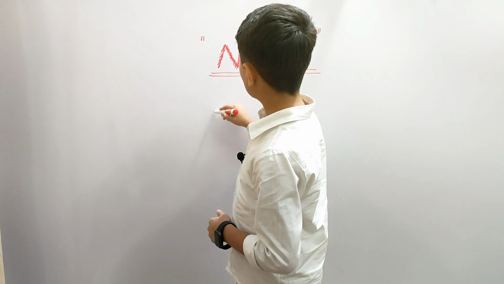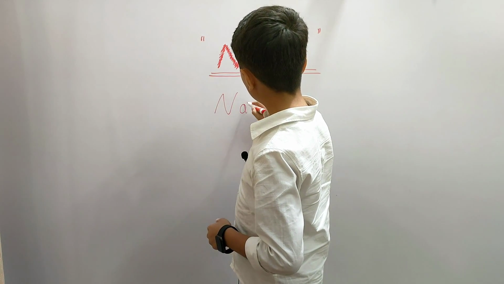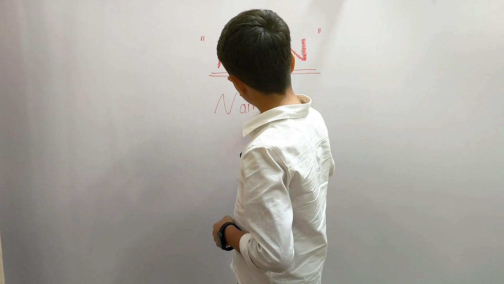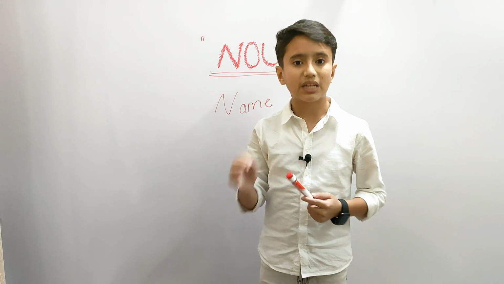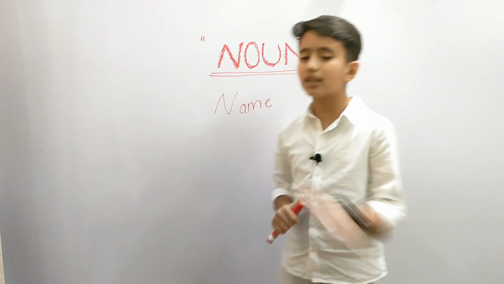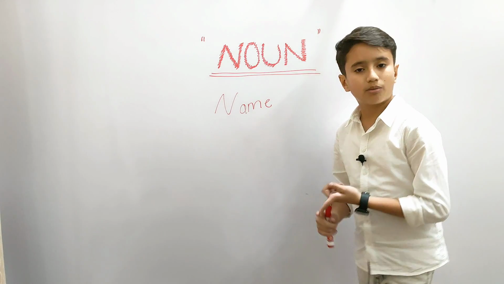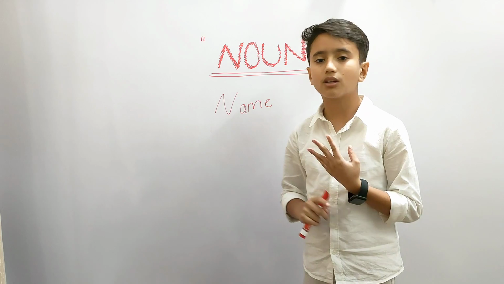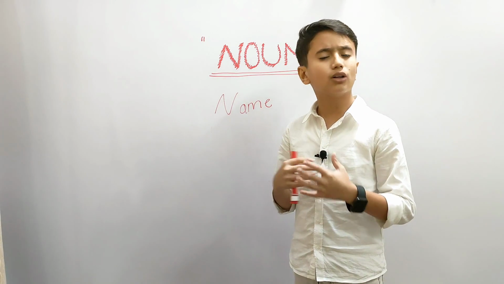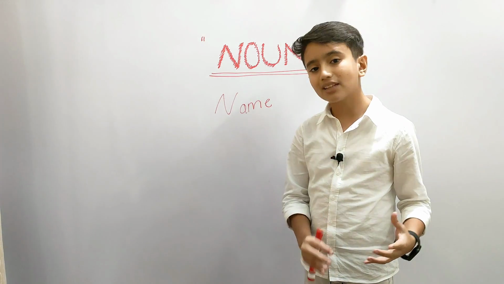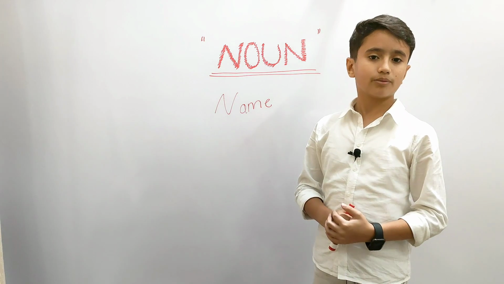Now, what do I mean by this? I don't mean it physically. Noun is actually a name. Noun is actually a name, the name of any place, thing, object, anything. It just has to be a name. If it's the name of a person, place, thing, or vehicle, or anything, if it has a name, you call it a noun.